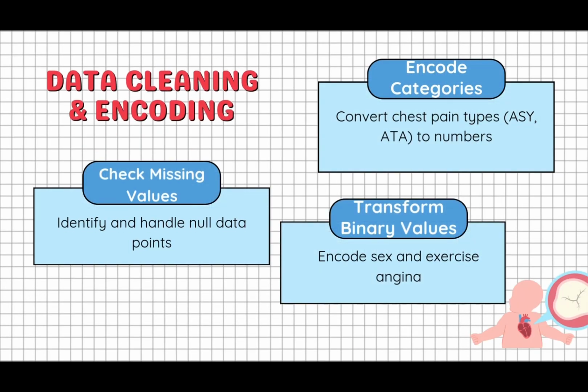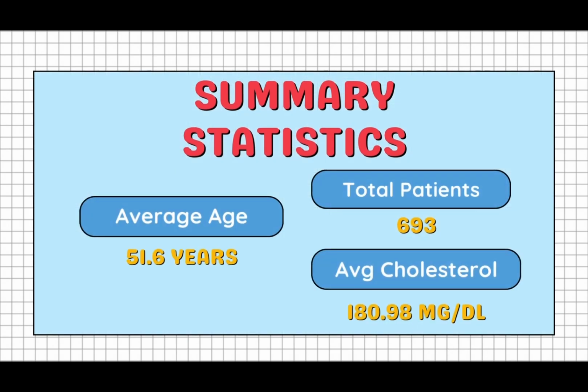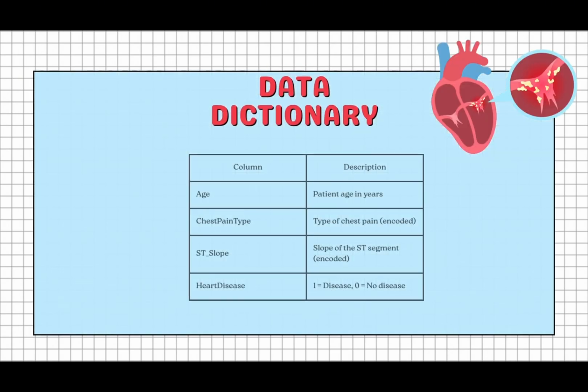In Jupyter Notebook, we began by checking for missing values and encoding categorical features. For example, we converted chest pain types like ASY or ATA into numbers and encoded the binary values such as sex and exercise angina. This step ensured our data was clean and analysis ready. We also created a data dictionary to better understand the meaning behind each column. This helped during the analysis phase, especially when dealing with encoded clinical terms like ST slope and resting ECG.